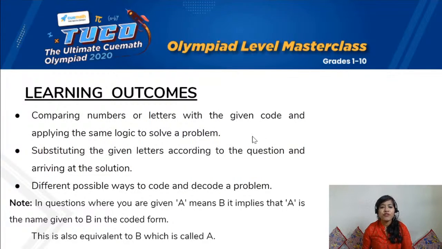Now, a very important note which I had already mentioned to all of you: if in a question you are given A means B, it implies that A is the name given to B in the coded form. The meaning of B is assigned to A. So this is also equivalent to B, which is called E. This is a very important point because we also saw some questions in the substitution where there might be a tendency for students to get confused. So please do not get confused.